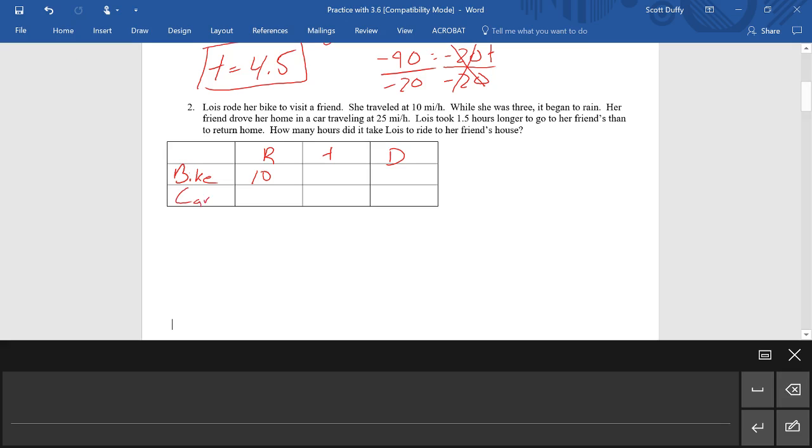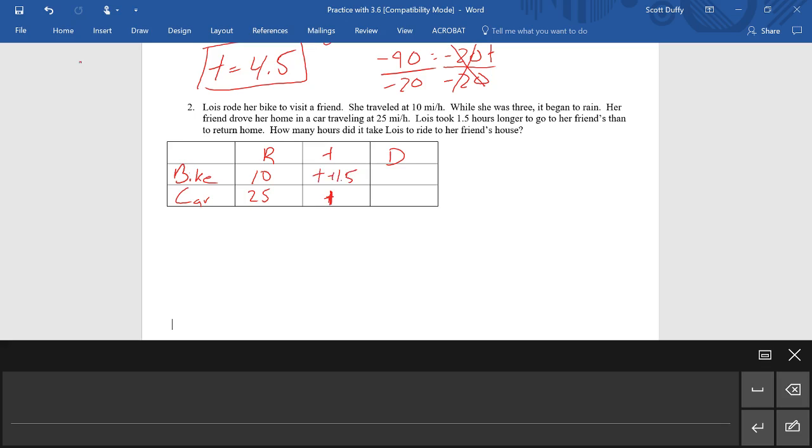What we know is that it's going to be the same distance either way, to and from home. Now, the time is what changes. Lois took 1.5 hours longer to go to her friend's house. That means when she was on the bike, than when it took her to go home. So we're going to call going home time T. It's unknown, but going there is going to be T plus 1.5.